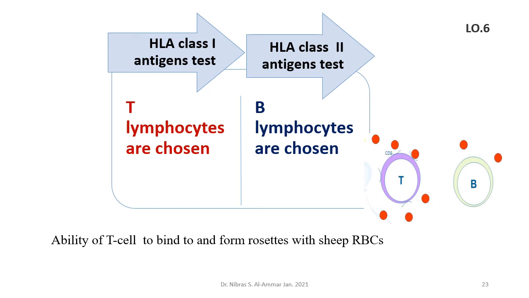In the cytotoxicity test, if we need to type HLA class 1 antigen, I choose T lymphocytes. If we need to type HLA class 2 antigen, we should choose B lymphocytes. This occurs by separating T from B, based on the fact that T cells have the ability to bind and form rosettes with sheep RBCs. In this method, we should prepare sheep RBCs and use tannic acid to make the surface of the RBCs rough in order to bind with the receptors on the T cell.